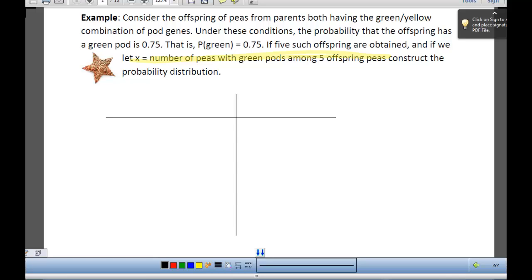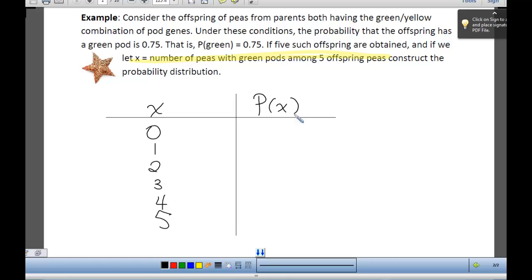So we could do that. First of all, we're going to list the possible outcomes. What are the possible outcomes? Well, actually, it's the number of green pods among 5 pods. How many could be green? 5 could be green. Is there any other possibility? 4, 3, 2, 1, 0. It's possible for 0. So these are all of the possible outcomes. Okay, 0 through 5.